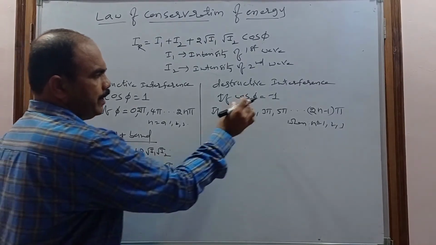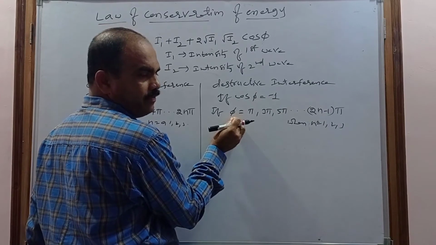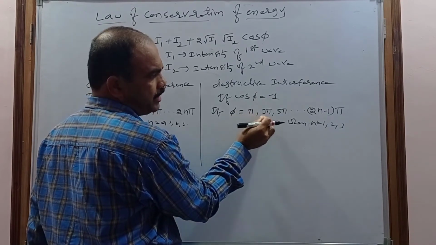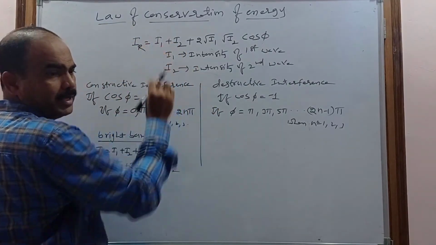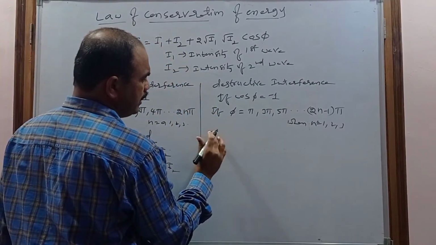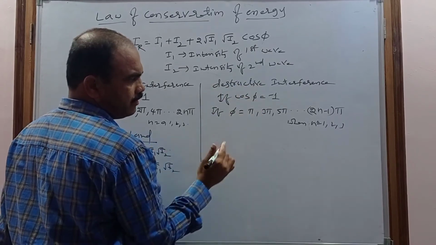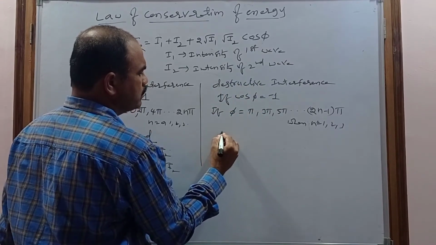So if cos φ equals -1, that is, the phase difference of the two waves is π radians, 3π radians, 5π radians, then the resultant intensity becomes minimum. So what is the resultant intensity? When destructive interference takes place, which band is formed? The dark band is formed.